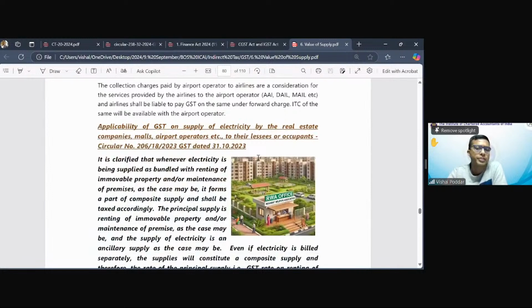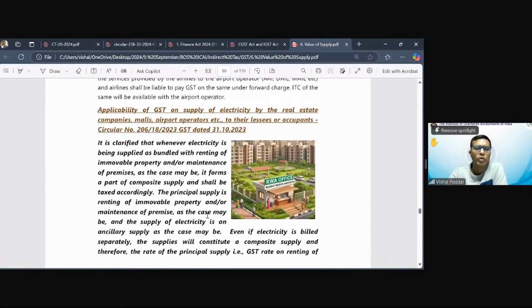Now, see, this is an interesting circular. I'm skipping the above one because it is not so relevant, about airport levies. Now, this is an interesting circular: GST on supply of electricity by real estate companies, malls, airports, etc. I'll give you the best example. So let us say I have constructed a mall.